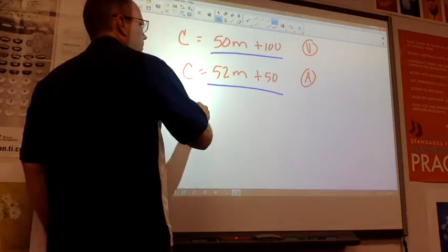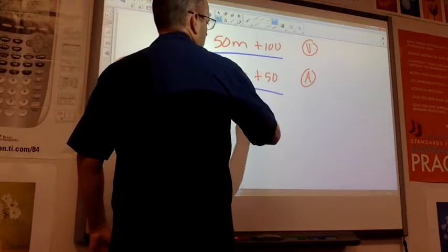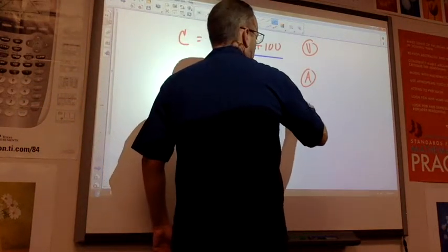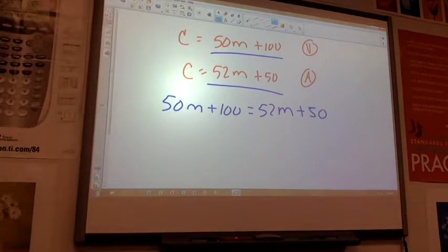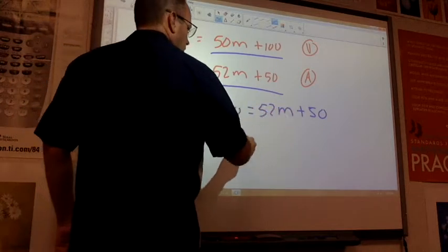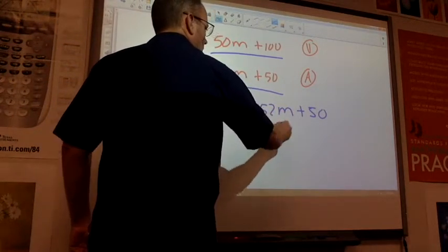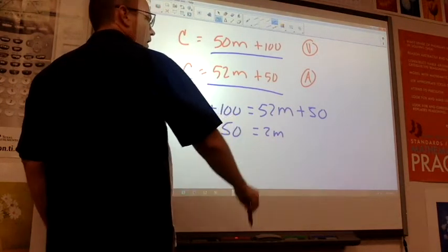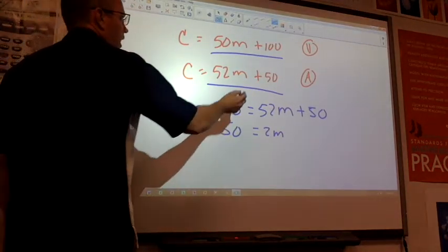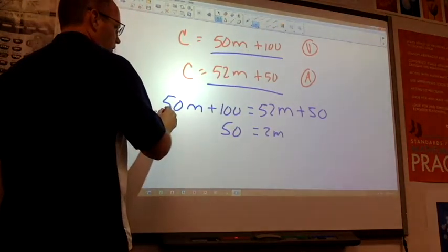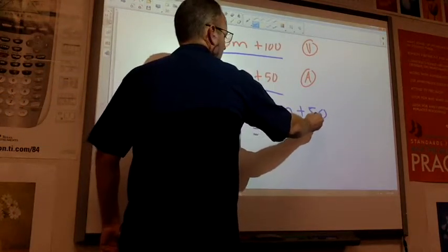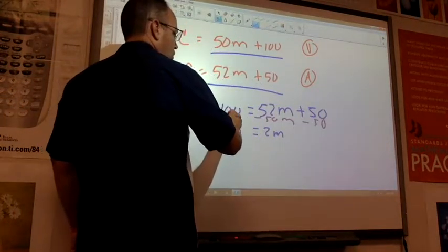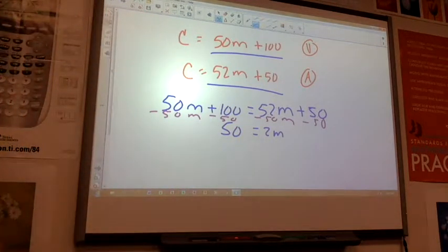So I have 50M plus 100 is equal to 52M plus 50. If I solve, subtract 50M from both sides, so I get 2M over there. Subtract 50, I get a 50 right here, right? For those of you that are not seeing that, this is what I did. I went minus 50M on both sides, and then I went minus 50 on both sides. So I combined two steps in one. Does everyone feel okay with that? What is m going to be equal to, and how do we get there?